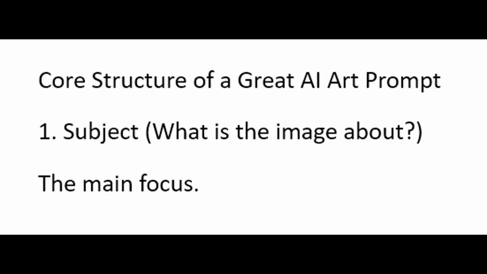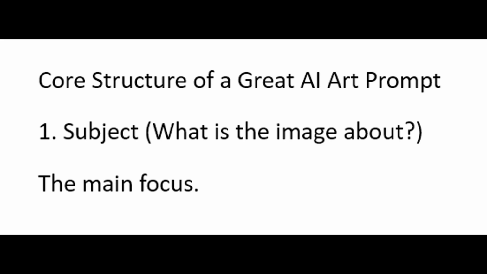A strong AI art prompt usually combines between 8 and 12 core elements. You do not always need every category, but the best prompts intentionally combine several layers together. Think of these as modular building blocks. Each one controls a different part of the final image. Together, they create clarity, emotion, realism, and artistic direction.